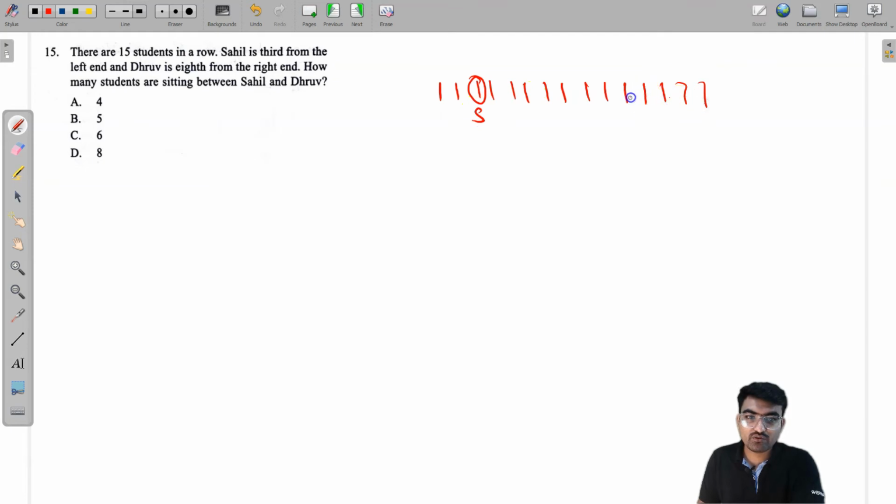2, 3, 4, 5, 6, 7, 8. Dhruv is 8th from the right hand. How many students are sitting between Sahil and Dhruv? 1, 2, 3, 4. So 4. Option number A. It's an easy one, right?